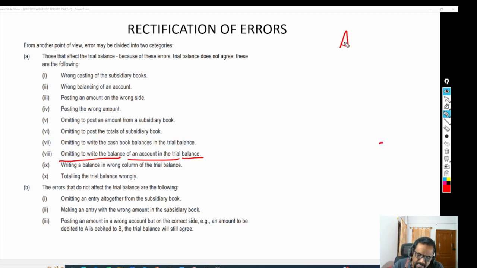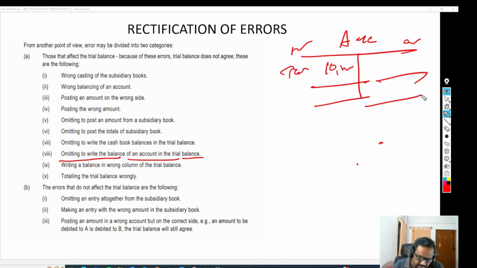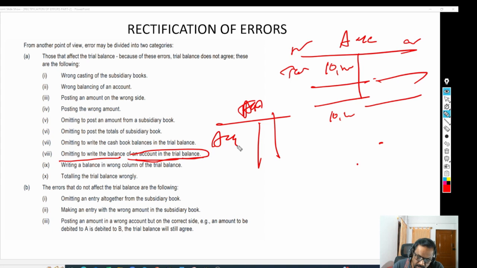For example, A account. I paid 10,000 rupees to A. So I would have debited 10,000, A account to debit to bank account or to cash account. I wrote this. I balanced it. What did it say? I omitted to write the balance of an account in the trial balance. This 10,000 should be showing as a debit balance. So when I prepare the trial balance, I have to put A account 10,000 on the debit side. If I omit this balance, the corresponding credit would have been there in the trial balance.